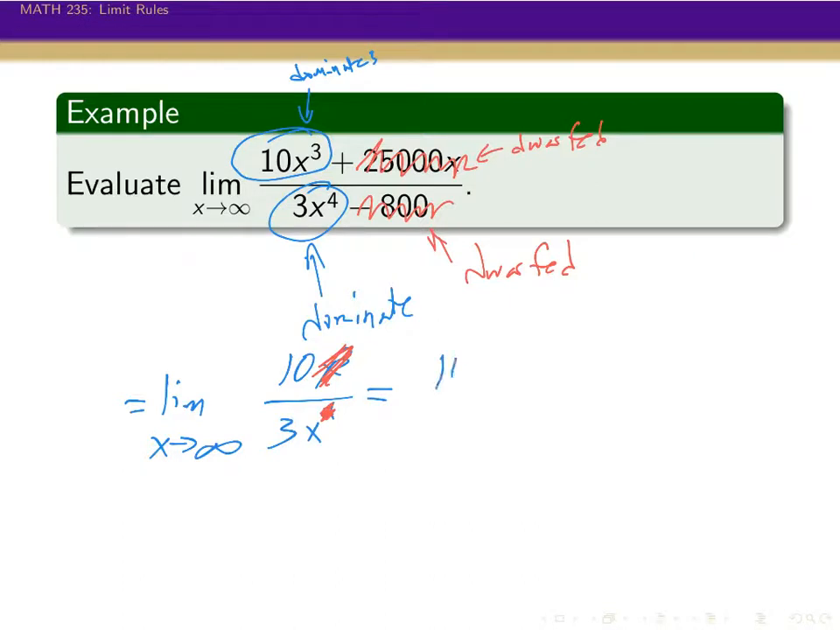And so this is going to equal 10 thirds times the limit as x goes to infinity of 1 over x. Well, this is x to a negative power. And so we're going to be left with 0.